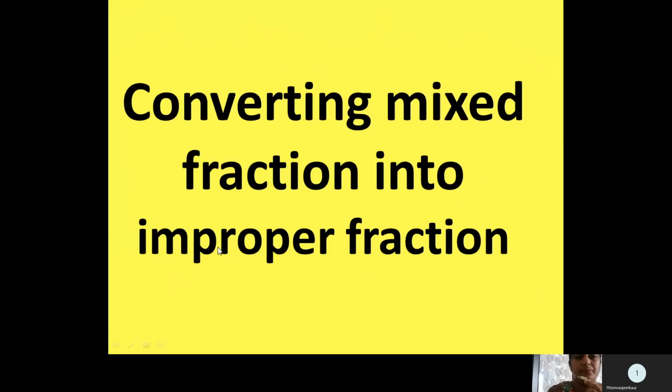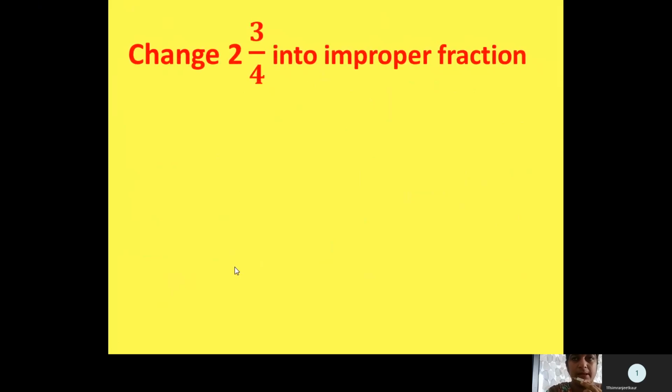Now let us learn how to convert given mixed fraction into improper fraction. Let us have the mixed fraction 2 into 3/4. And now we have to convert this 2 into 3 by 4 into improper fraction. So we will first rewrite this fraction.